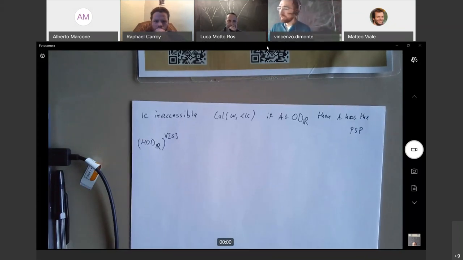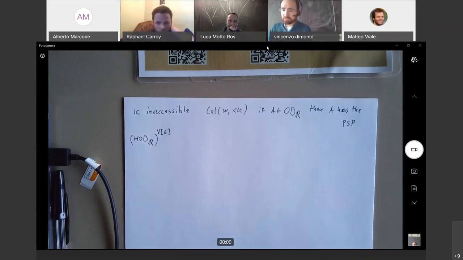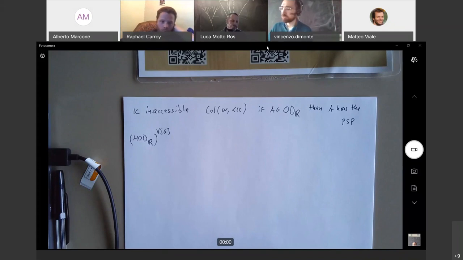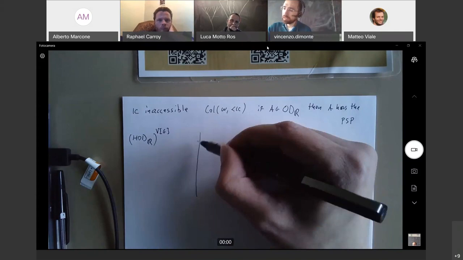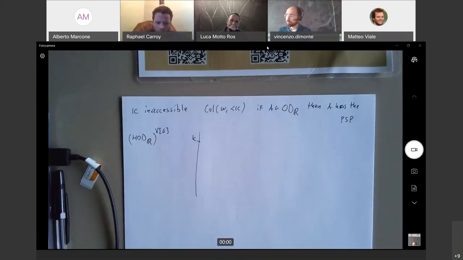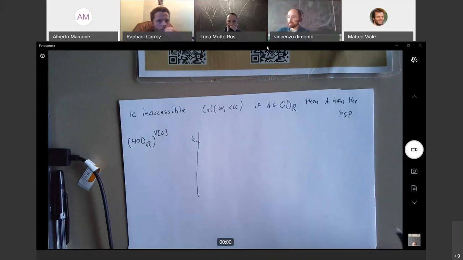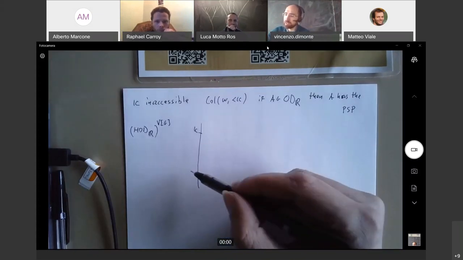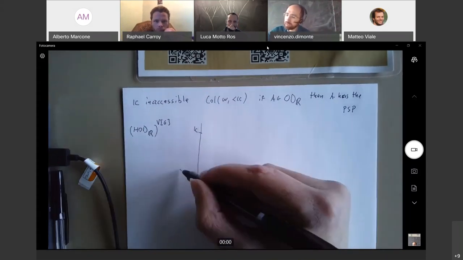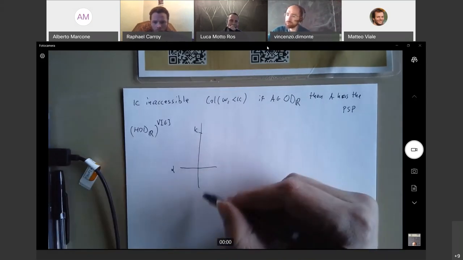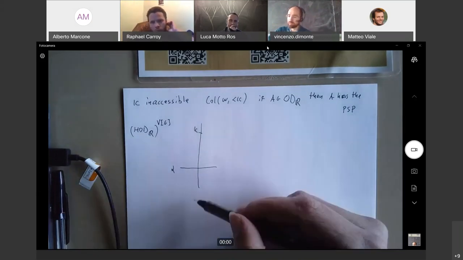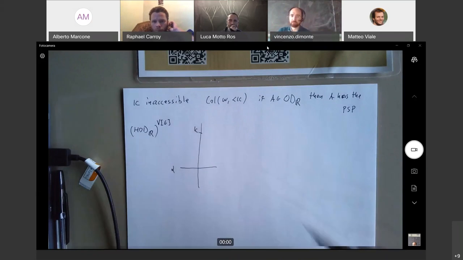And the proof, I don't have much time. I'm not going to tell you much, but I can tell you how it works. One nice thing about the collapse is that if you have a condition in the collapse and you cut at alpha, you are going to have two conditions: one in the collapse of alpha and the other in the collapse from alpha to kappa. So it's very factorizable.